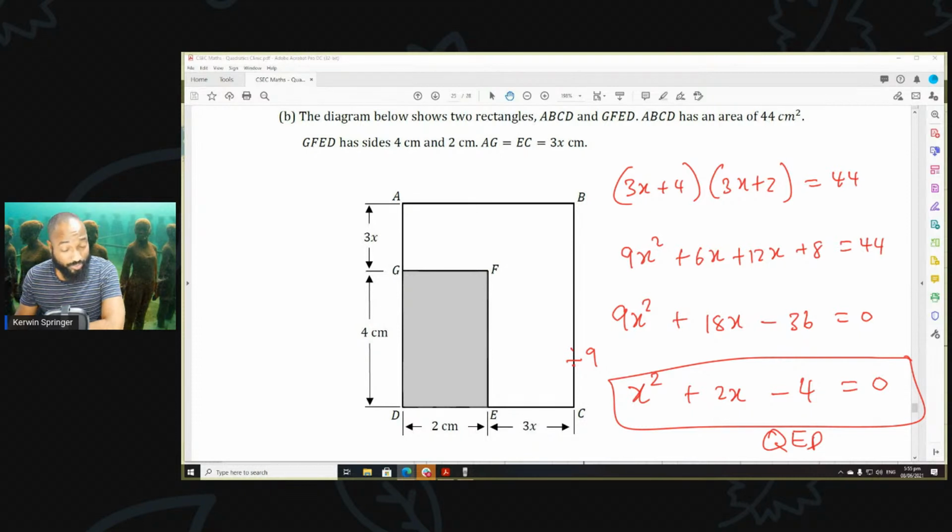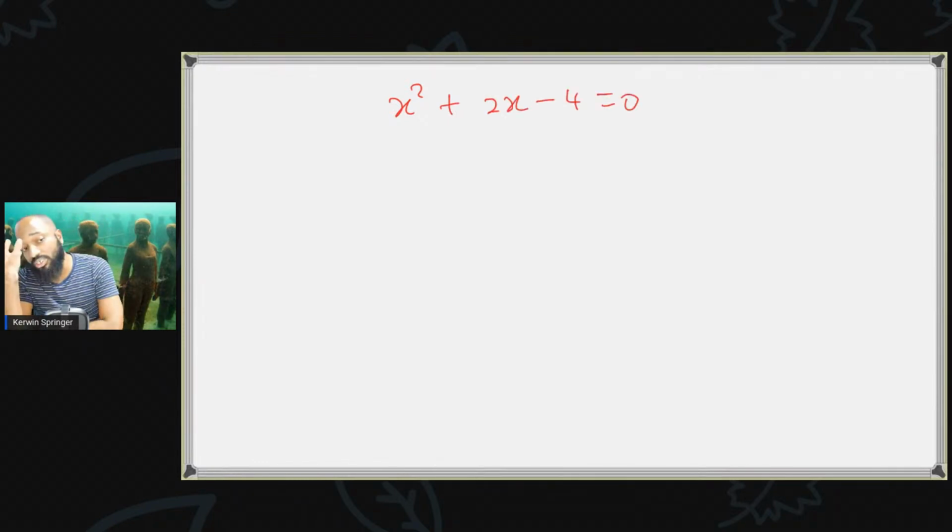Interesting. This is new. So you have x squared plus 2x minus 4 is equal to 0. And they want us to calculate the value of x to a certain degree of accuracy. How are we doing that? Could we factorize? Well, we don't really see two numbers that we can add up here. So what do you have to do?